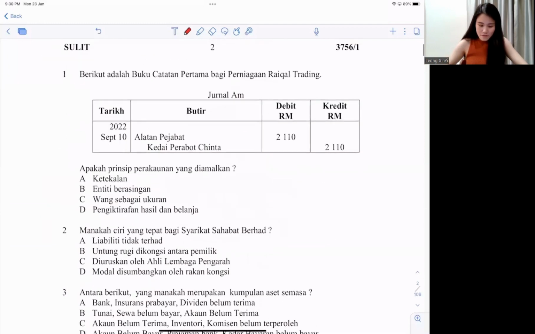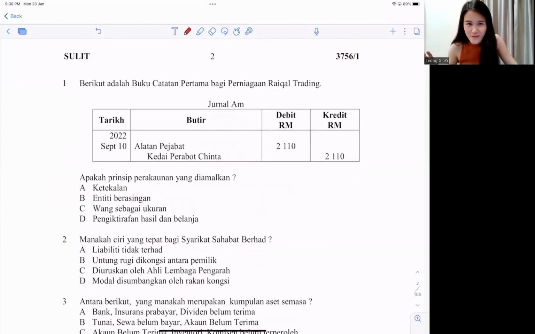Now, for this set of paper, I haven't really started going through it yet, so I'm doing it for the first time, same as you guys. So I will try to explain more in case there is anything I think you guys need to know. Okay. Now, the first few questions will be very standard.